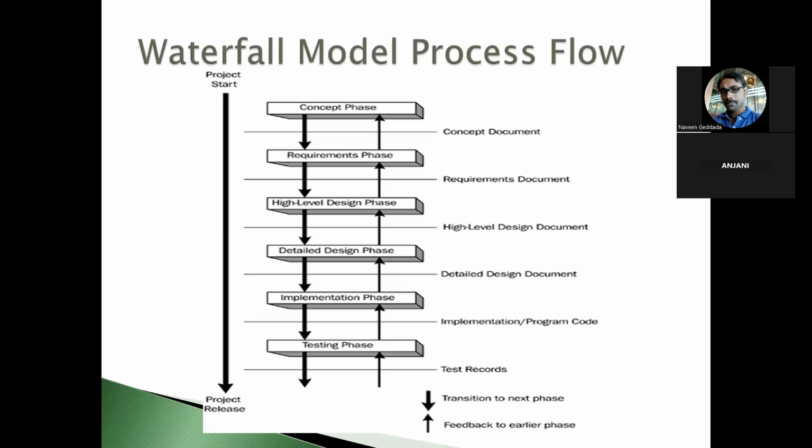One thing we need to understand clearly here is that we will have two sets of documents. One is the BRD and the second one is the FRS. BRD is the business requirement document and FRS is the functional requirement specification document. BRD is a document which explains the requirements at a high level.